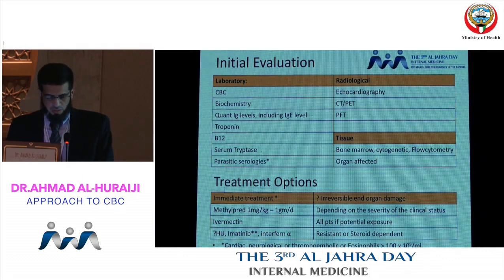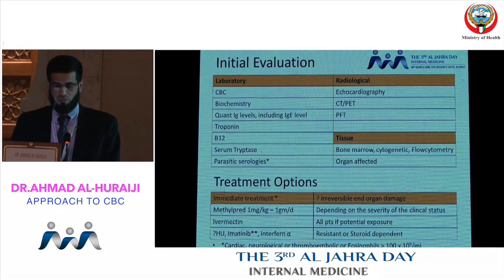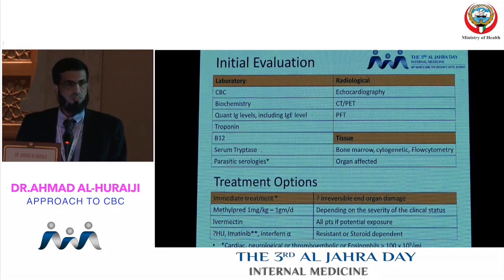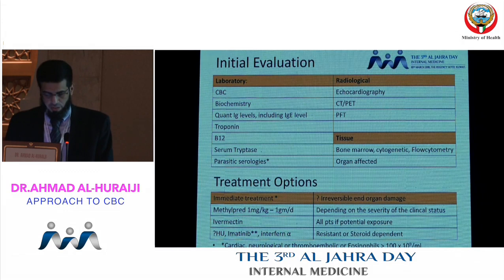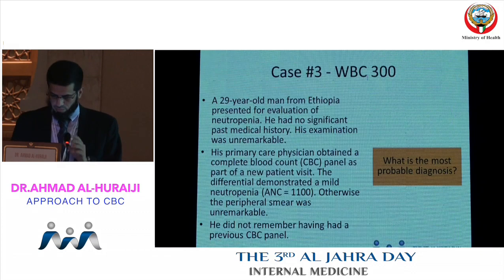The treatment options depend on the clinical status of the patient. If he has cardiac, neurological, or thromboembolic involvement, or a very high eosinophil count, then you have to start steroids as soon as possible, ranging from 1 milligram per kg up to 1 gram a day. Ivermectin should be given to all patients who have a potential exposure. Patients who did not respond to steroids can be given hydroxyurea, imatinib, or interferon.